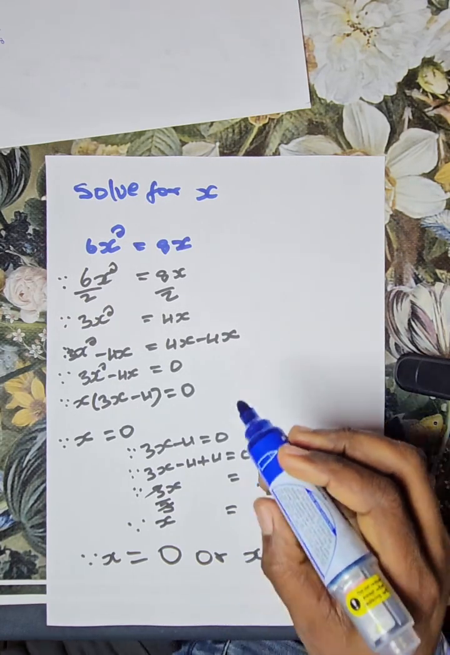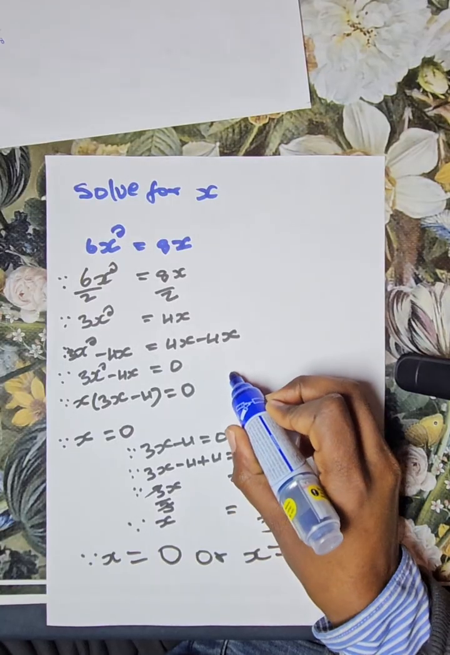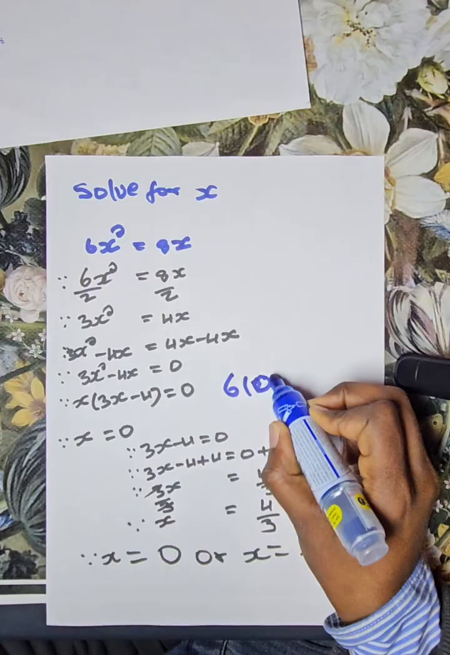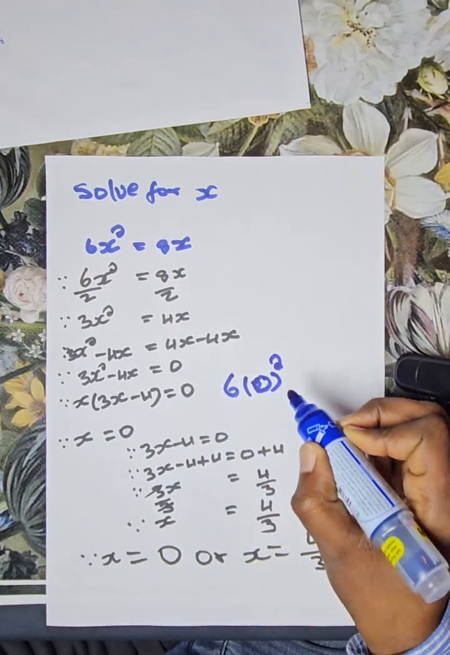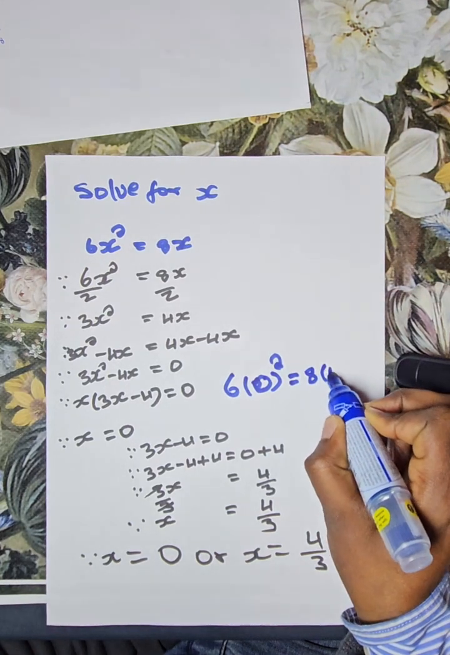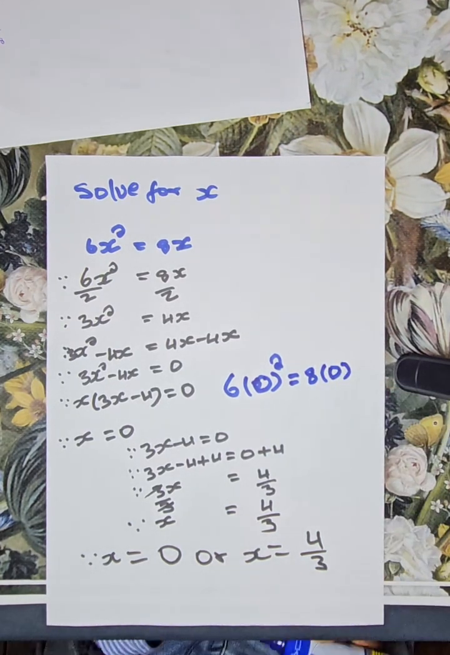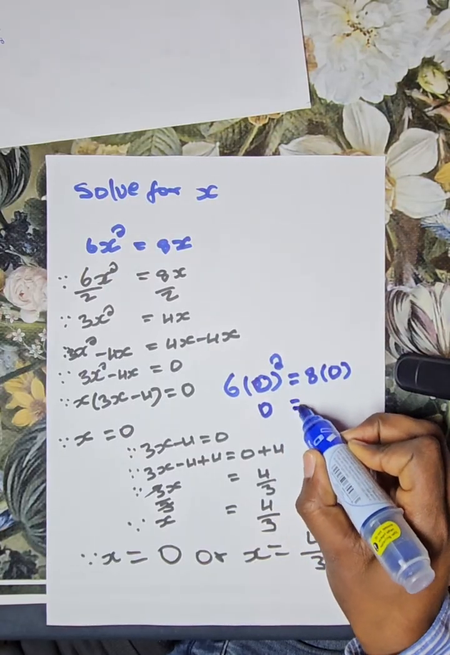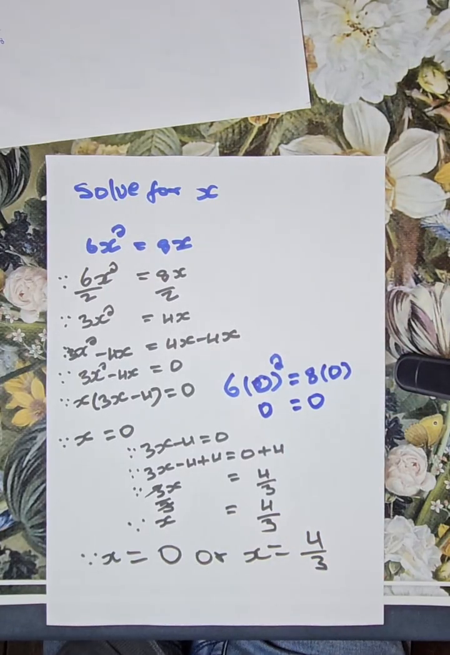So now we're going to take the 6x squared and put in place of x 0, and then we're going to square, and we're going to say equal to 8 times, in place of x, let's put 0. Now we know any number multiplied by 0 gives us 0. We therefore end up with 0 equal to 0. Therefore the solution x equal to 0 is valid for our equation.